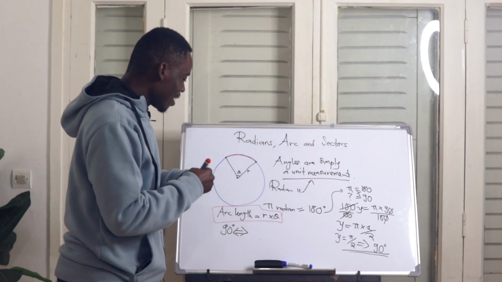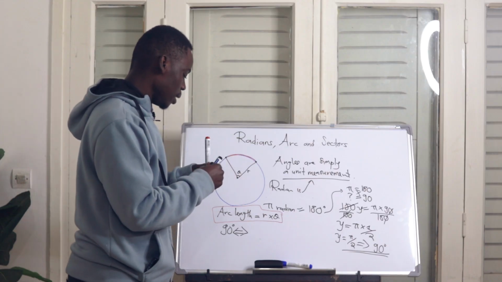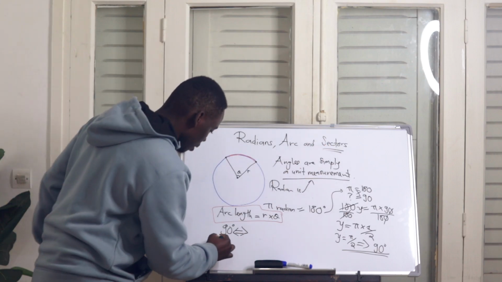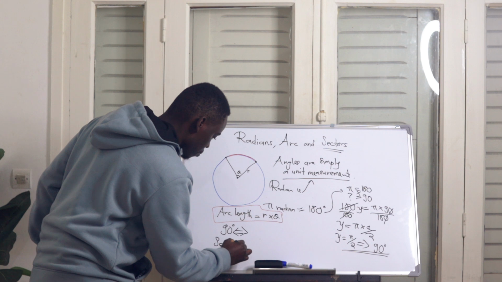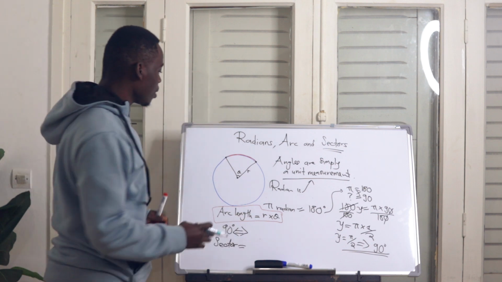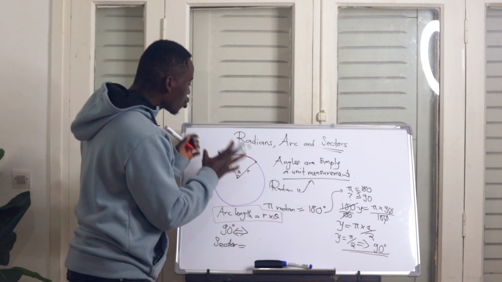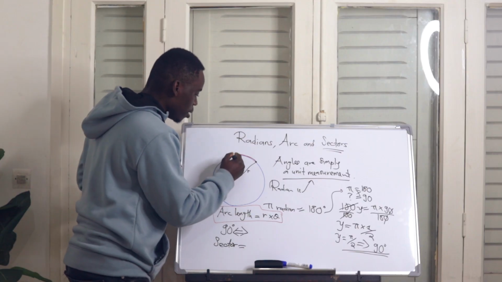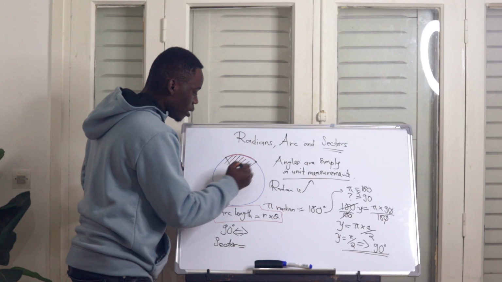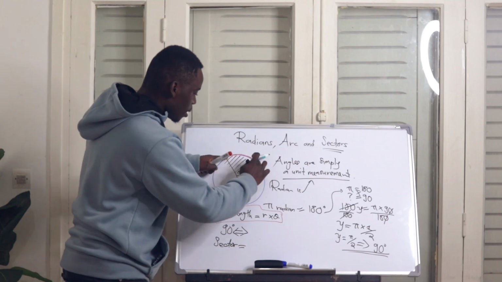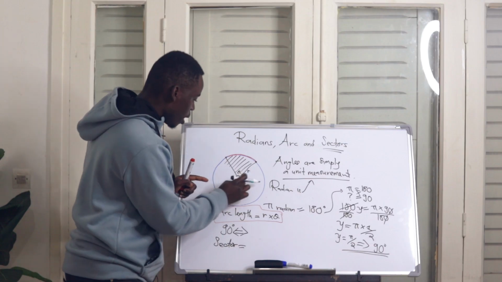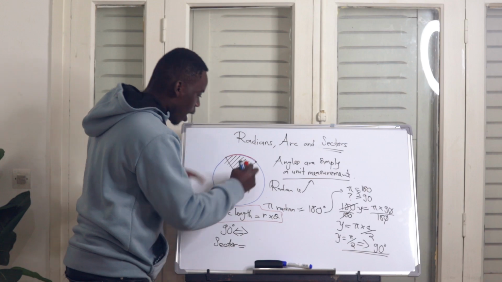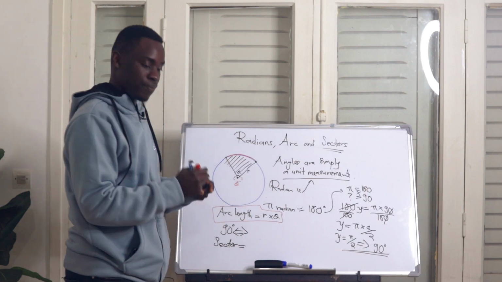Now, the next thing that we have to get here is what we call a sector. What is a sector? A sector is a part that is created when an arc and two radii connect. So this part is what we call a sector. This other part as well is a sector with that angle here. So the angle for this one is this, and the angle for this other big sector is this one.